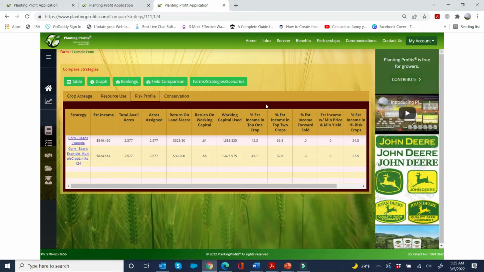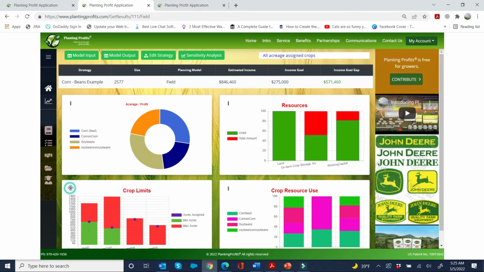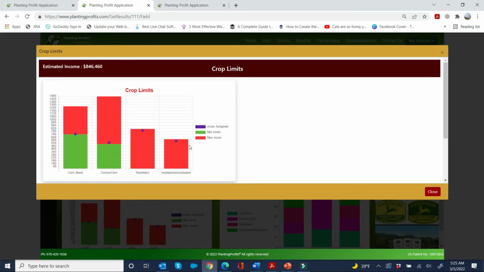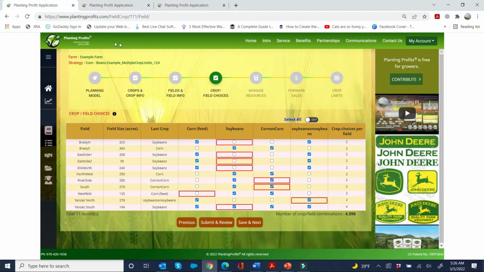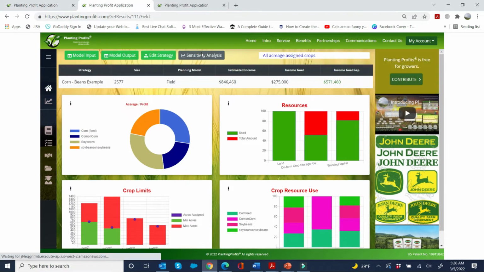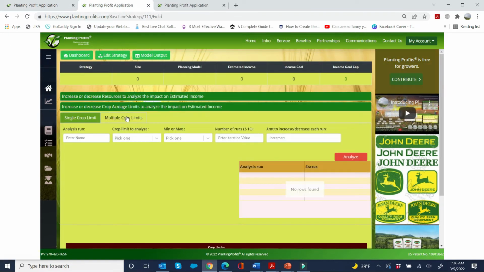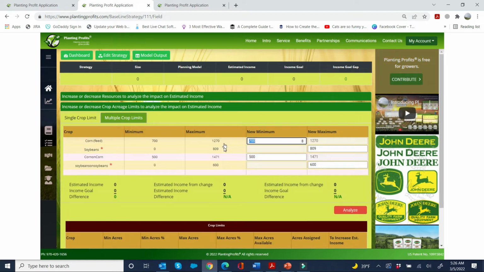Depending on which crop limits are critical, you can drive more diversification by decreasing the acreage of a crop using a maximum crop acreage limit and/or increase the acreage of a crop using a minimum crop acreage limit. It may require a combination of both. If planning by fields, make sure you have enough possible crop field combinations to shift the acreage. Let's use the multiple crop limits sensitivity analysis tool to do this. Increase a critical minimum acreage limit. Click Analyze.